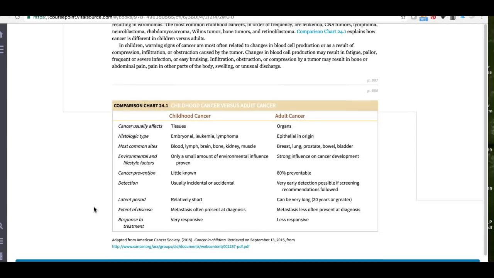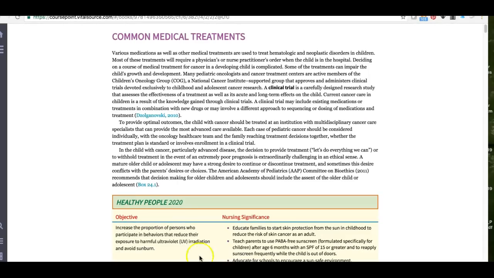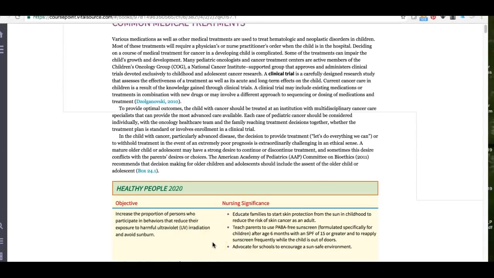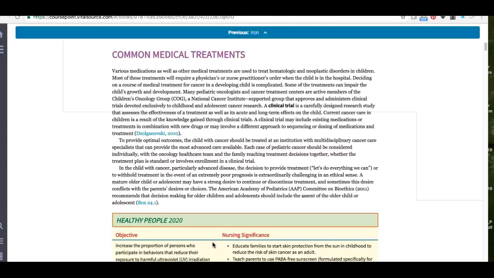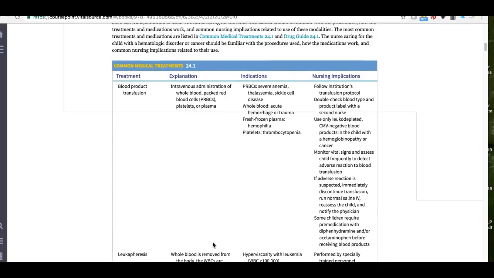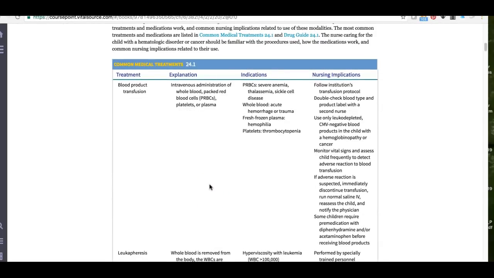All right, and here's the expanded version of that chart. Just very interesting. All right, some common medical treatments that you're going to see with a child with either cancer or with a hematologic process. Here's my chart. All right, blood transfusion, like I said, you're going to give a lot of people a lot of blood. So these nursing implications over here, really, really important just to know. You may see them on this exam or the HESI or the pediatric part of the NCLEX, but just need to know this information for practice.